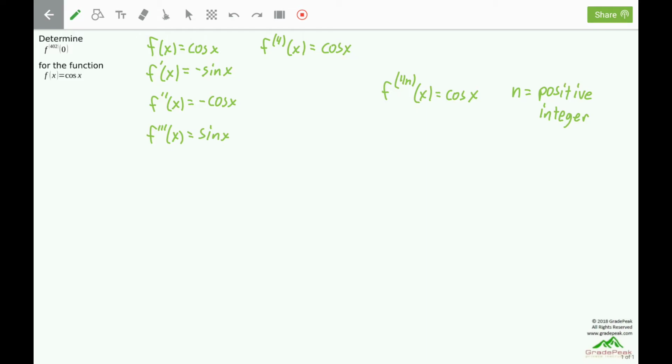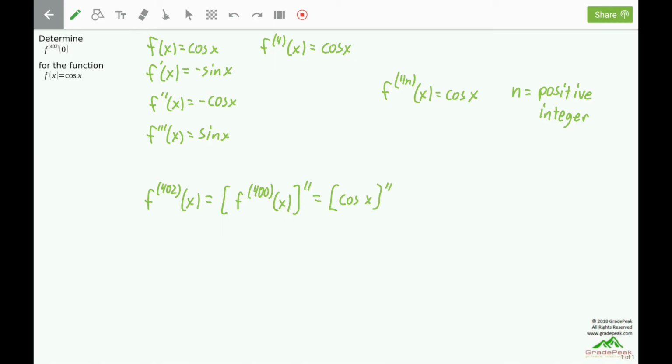Now, what we want is the 402nd derivative. 402 is not divisible by 4, but 400 is. Therefore, we can write this as the 400th derivative, and then two more derivatives beyond there, indicated with a double prime outside of it. Since that 400 is divisible by 4, it will follow the formula up here, and that 400th derivative will be cosine of x.